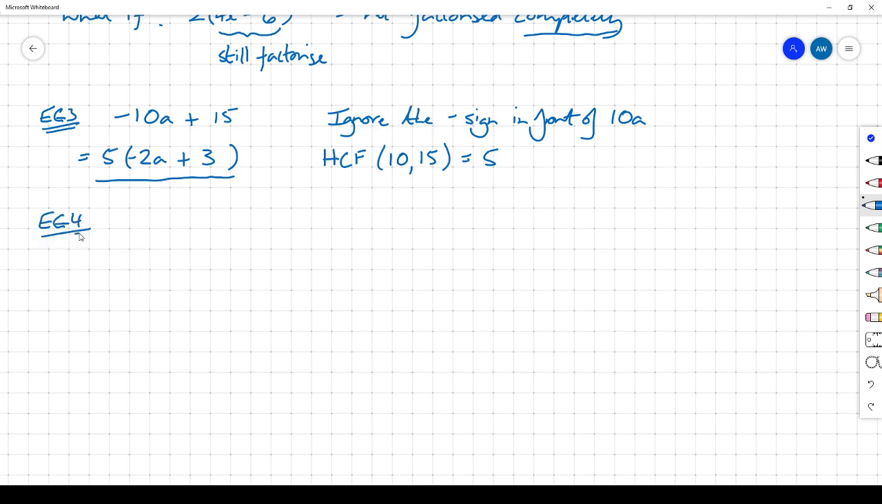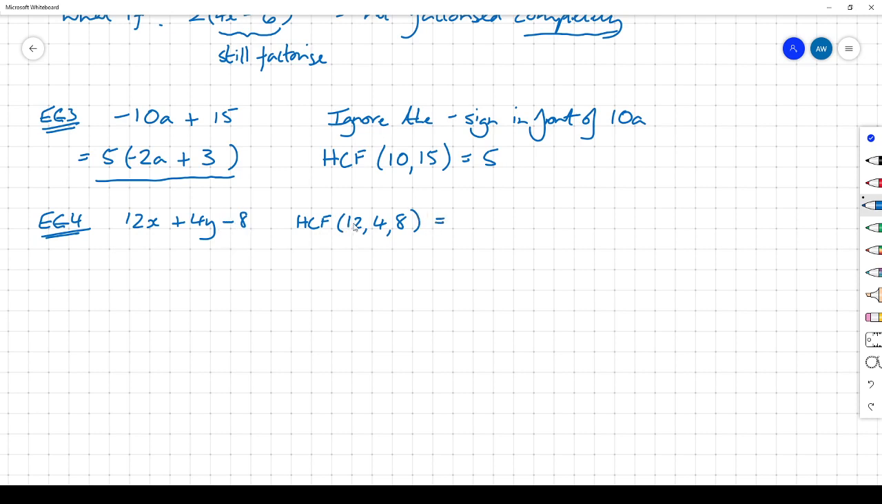Example 4. Factorise 12x plus 4y minus 8. So the only difference here, we've got 3 terms instead of 2. And you could have as many terms as you like and be asked to factorise them. Makes it trickier because you've got more numbers to look at. So now we're looking for the highest common factor of 12, 4 and the 8. Remember, ignore the negative there, just look at the 8.